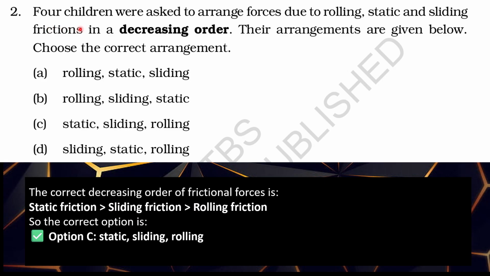Question number 2. Four children were asked to arrange forces due to rolling, static, and sliding frictions in a decreasing order. Their arrangements are given below. Choose the correct arrangement. A is rolling, static, sliding. B, rolling, sliding, static. C, static, sliding, rolling. D, sliding, static, rolling. The correct decreasing order of frictional force is static, then sliding, then rolling. So the correct option is option C, static, sliding, rolling.